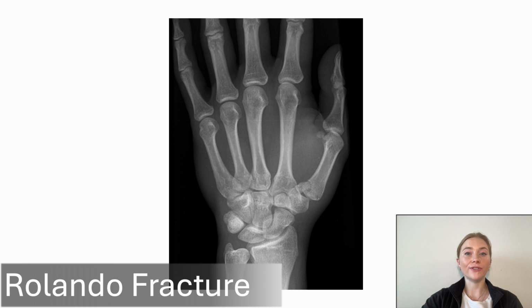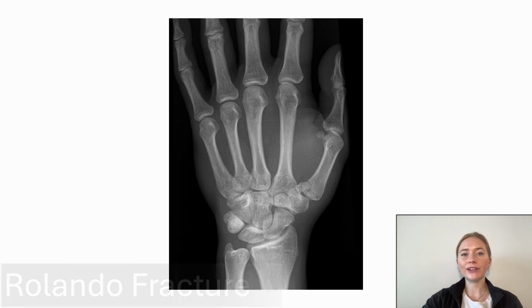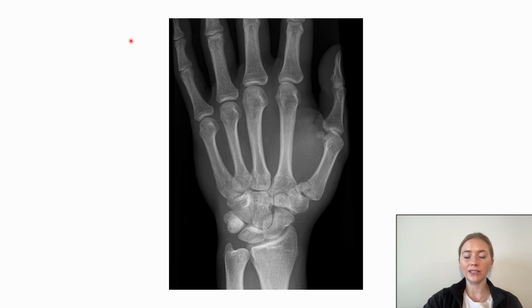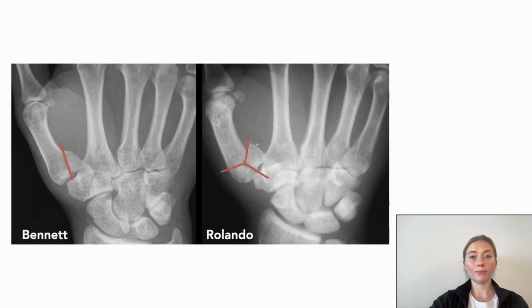Rolando fractures are also very similar to Bennett fractures. The Rolando fracture, seen here, is basically a more extensive Bennett fracture. They both occur at the thumb metacarpal base, and they both involve the articular surface, so they go into the joint. While a Bennett fracture is a partial articular fracture and is usually just a single fracture line that extends into the joint space, as you can see here, the Rolando fracture involves the entire joint surface, so it's a complete intra-articular fracture versus Bennett, which is just partial.